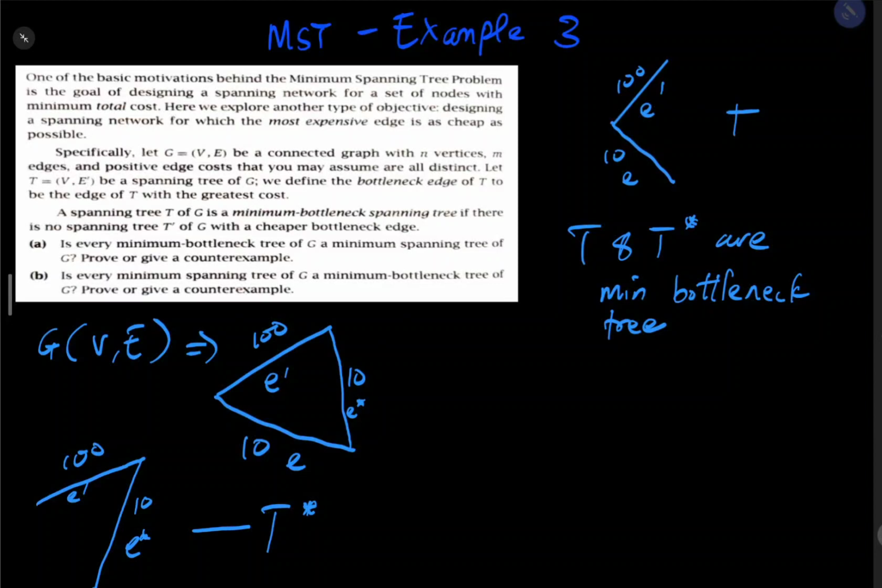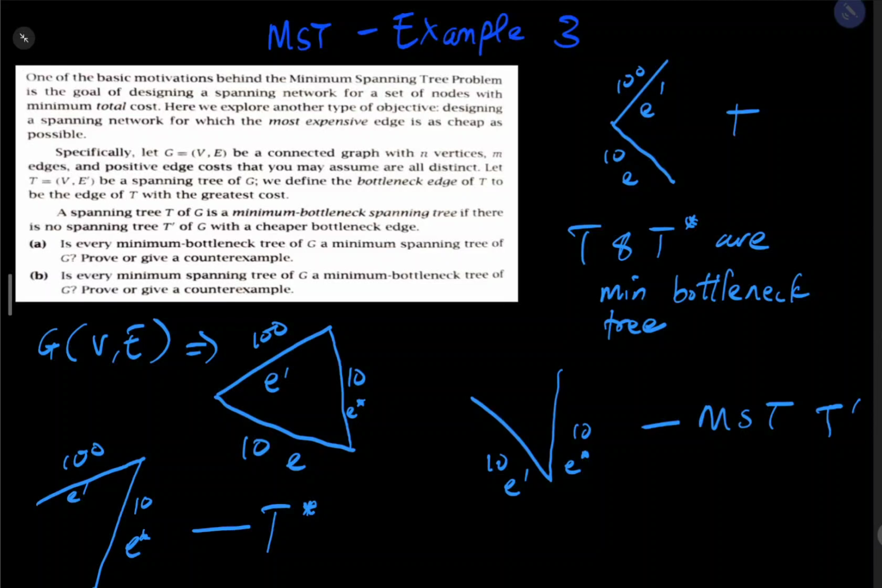But then let's consider another example. When we remove 100, we have this other tree, 10 and 10. That's E star and E. And this is an MST. Let's call this T prime. So this is an MST. It's a minimum spanning tree because it has the cheapest edges from this given graph. It has the cheapest total edges from this given graph.